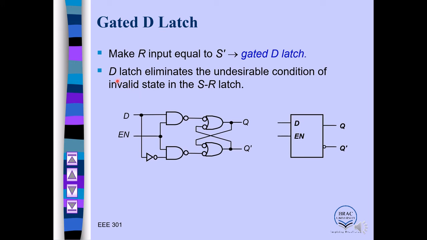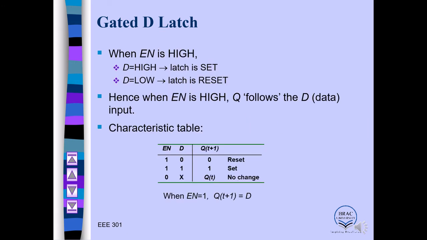So the D latch eliminates the undesirable condition of the invalid state in the SR latch. If you remember the previous one, we had one state with an invalid or undesirable condition. So we can eliminate that undesirable condition here. Now look at here. This is also working when EN is high, so the enable pin is high. Then if D is high, the latch is set. When En is high and D is low, then the latch is reset. Hence, when En is high, Q follows the data D values.